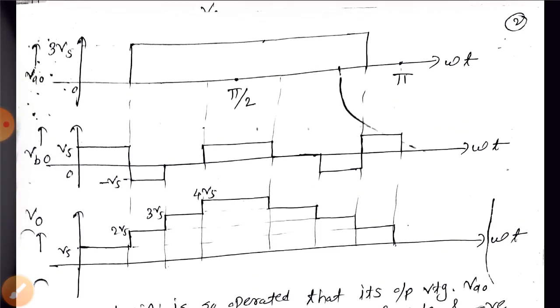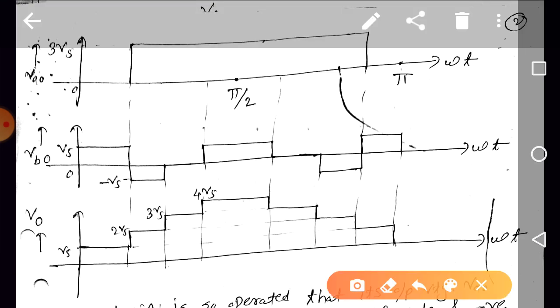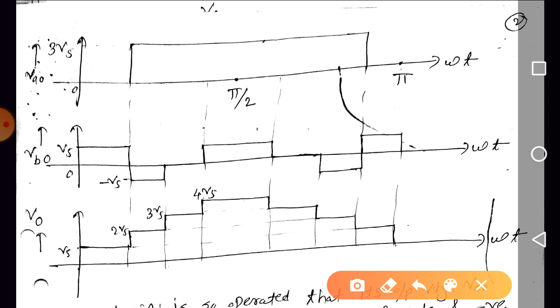For the first inverter, we are operating the switches in such a way that at this instant, from here to here, no switch will be turned on. At this instant we are turning on switches S1 S2, so at the primary we will be getting Vs, and at the secondary it will be 3 Vs. At this instant we are turning off switches S1 and S2. Are you getting the point?